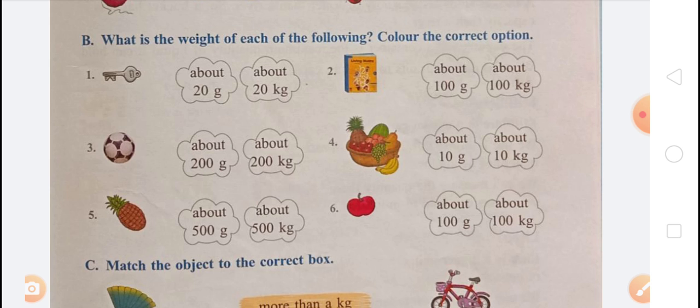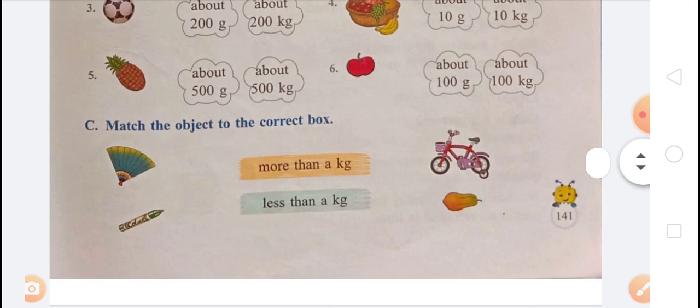Now the next question is, match the object to the correct box. What you have to do is match the object to the correct box. Listen here.